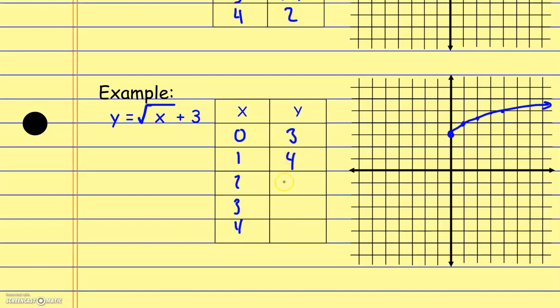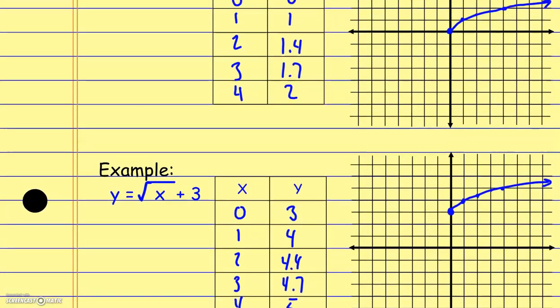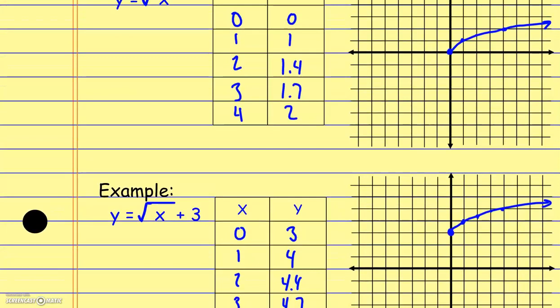Here I would get a 4. Here I'd get a 4.4, a 4.7, and a 5. It's not that I'm plugging those in extremely quickly, but look at the ordered pairs that I had the last time, and see everything's moved up 3.